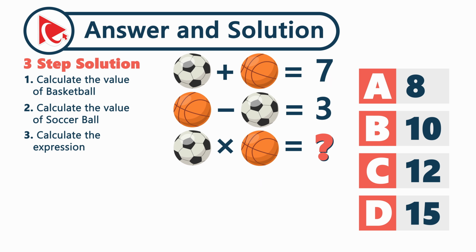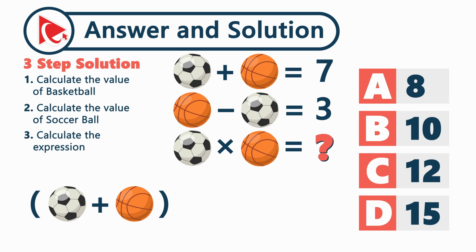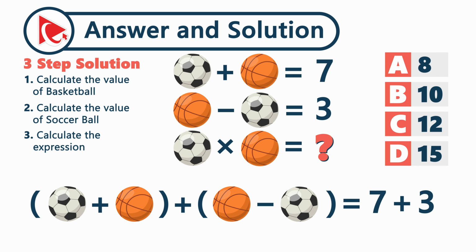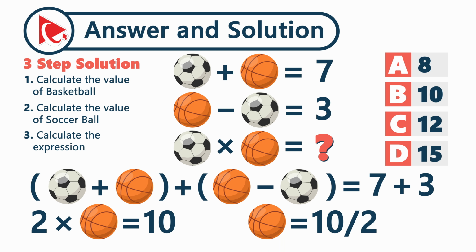First, let's join two equations together. Soccer ball plus basketball in parentheses plus basketball minus soccer ball in parentheses equals 7 plus 3. After we simplified, we learned that 2 basketballs equals 10, which would mean that 1 basketball would equal 10 divided by 2 and would equal 5.